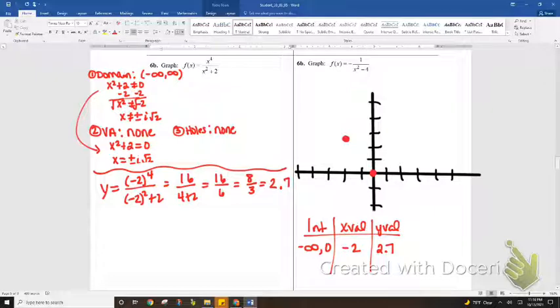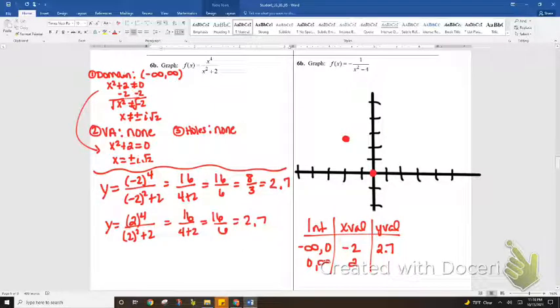And then I don't have anything else on my x-axis, so we're just going to go 0 to infinity. And so I'm going to pick positive 2. So 16 over 4 plus 2, looking really familiar, right? 16 over 6, which we already said is approximately 2.7.